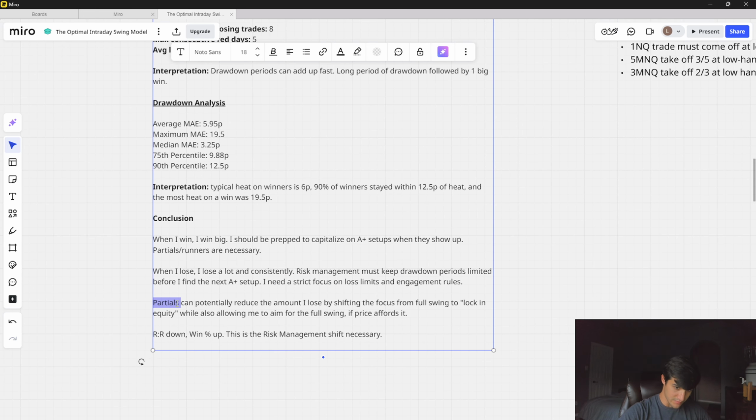Partials, this is what I believe when I'm attempting this eval. Partials can potentially reduce the amount I lose by shifting the focus from full swing to lock in equity. That's it. Stop worrying about being right and start worrying about actually pulling out equity from the market consistently. I don't care if my model offers a 100 handle swing. All I want to do is feed myself. That's the focus. That is the new focus.